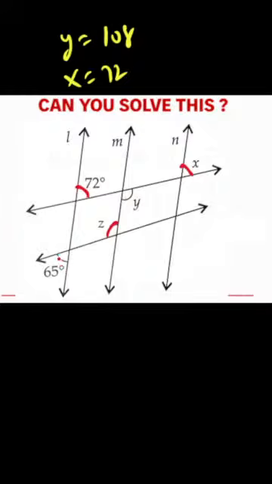Let's move to z. If this is z or this is 65, I can say this is 65, this is also going to be 65. They are corresponding angles. Again, for z plus 65, you can use, not the Pythagorean theorem, you can use the linear pair property. Z plus 65 is going to be 180 and z is going to be 115. So these are the correct answers.